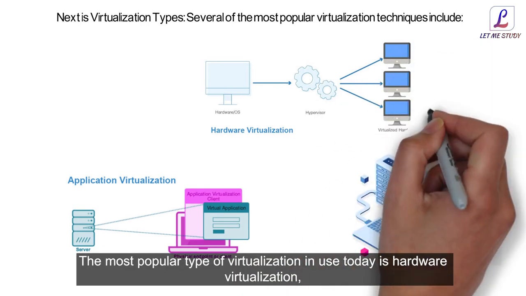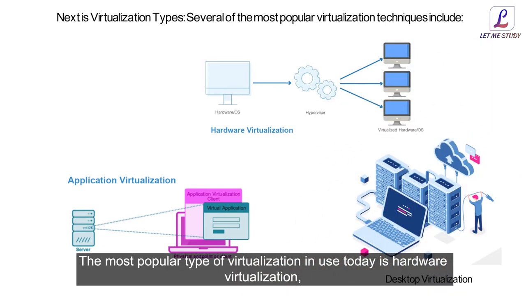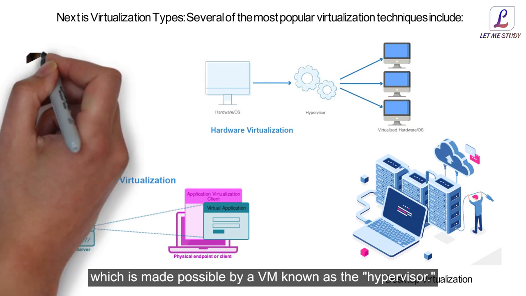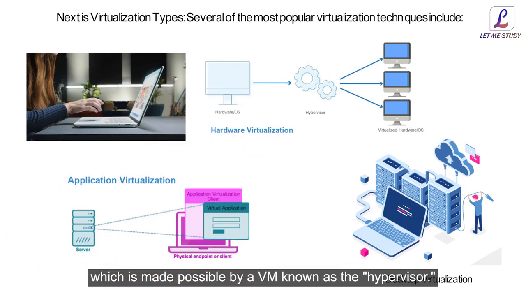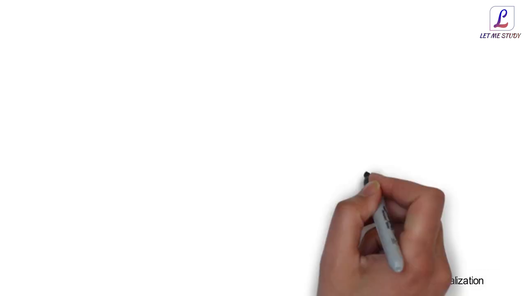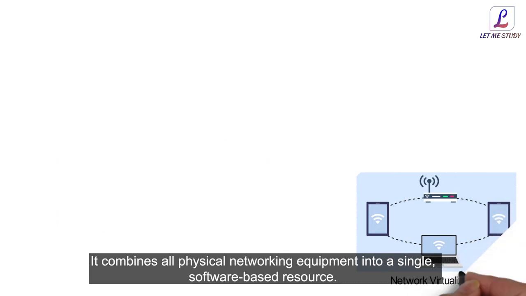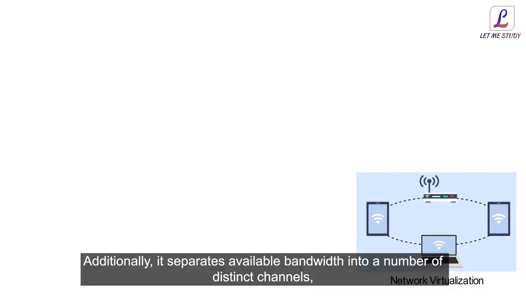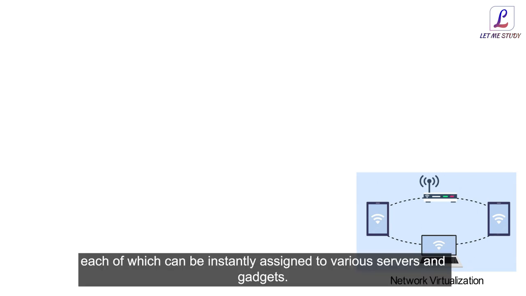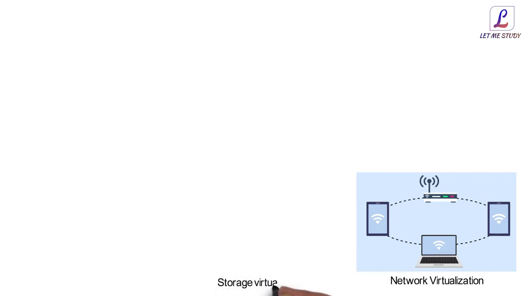The most popular type of virtualization in use today is hardware virtualization, which is made possible by a VM known as the hypervisor. Network virtualization combines all physical networking equipment into a single software-based resource. Additionally, it separates available bandwidth into a number of distinct channels, each of which can be instantly assigned to various servers and gadgets.